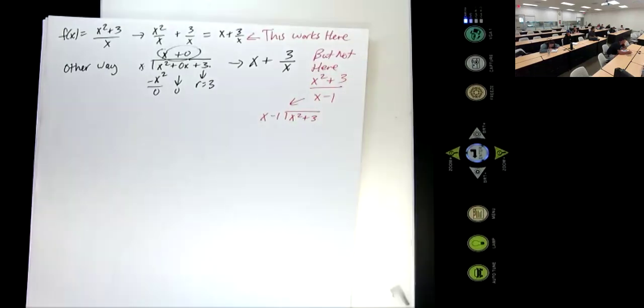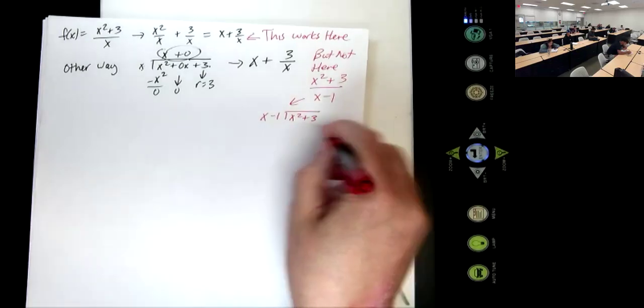Now, it should still give us an x. But in more complicated things, it may give us something that isn't as obvious. So long division sometimes is the only way.